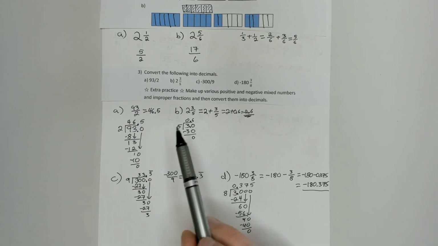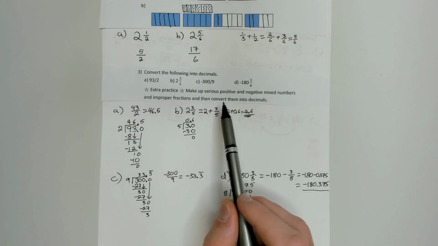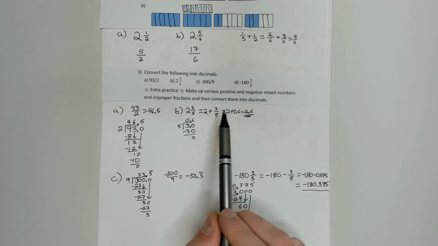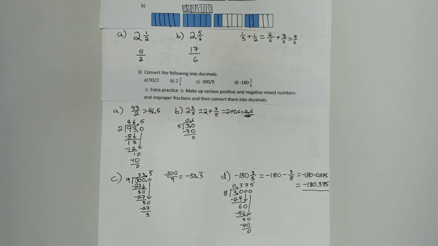And for extra practice, just do what I did. Make up various positive and negative mixed numbers and improper fractions, and practice converting them into decimals. And again, you can check your work by using the fraction to decimal button on your calculator, or just look it up online if you don't have that available to you.